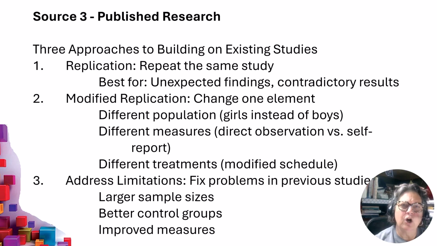Published research offers 3 pathways to new studies. Replication means doing the same study again. This is especially valuable when previous results were surprising or contradictory. Modified replication changes one key element, like studying a different age group or using different measures. The third approach is addressing limitations that previous researchers identified in their own work.